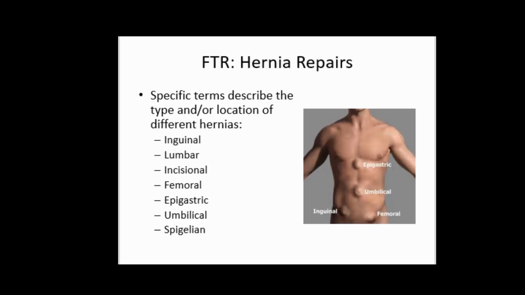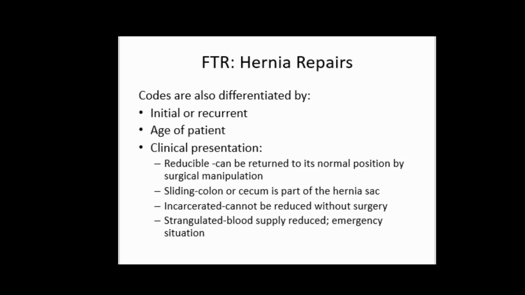The umbilical is just right around your belly button. Epigastric is just under your diaphragm. And then you see where the inguinal is in the groin area, as is the femoral hernia. So these terms describe the type and or the location of these different hernias. And they're also differentiated by whether the hernia is initial or they've had it before, it's recurrent, the age of the patient, and its clinical presentation.